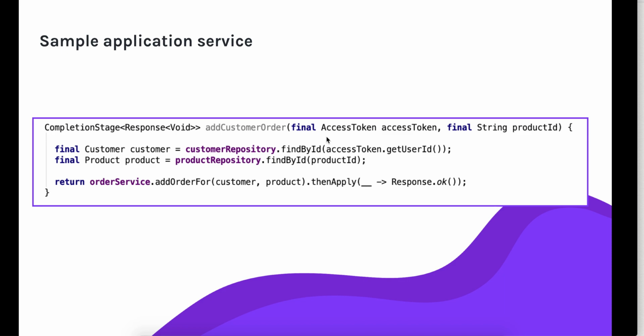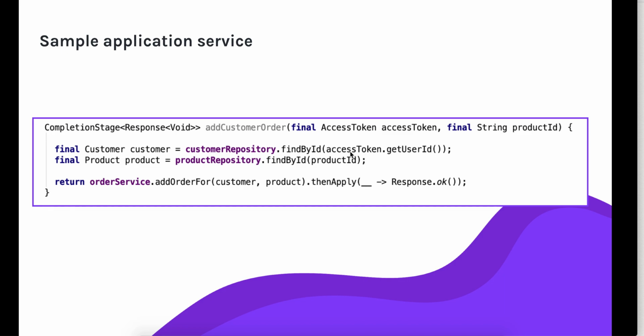So a sample application service is like that. Let's say from the business side, the product person wants to add a customer order, right? So here you get an access token and then you get a product ID that you want to add for that order. What you will do is use a concept called repository. You have a customer repository and a product repository. These are basically high-level abstractions over the communication with the database, right? Or it could be a REST service that you use to get a customer, right?